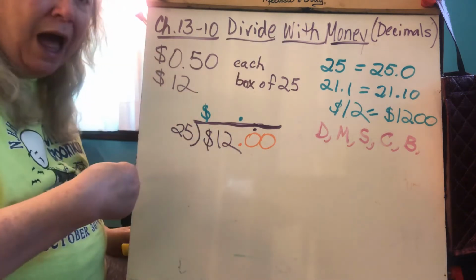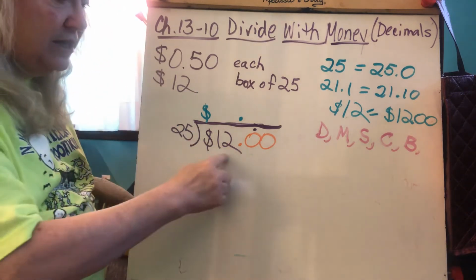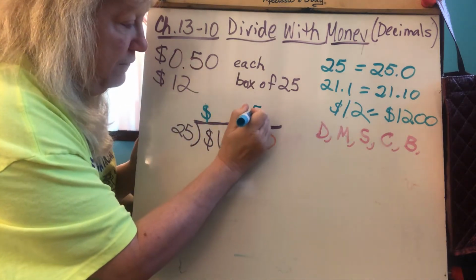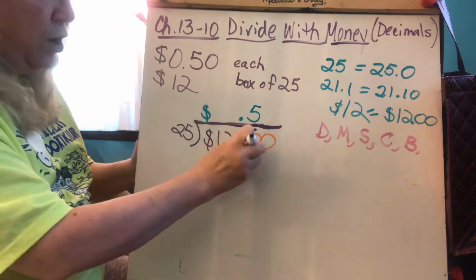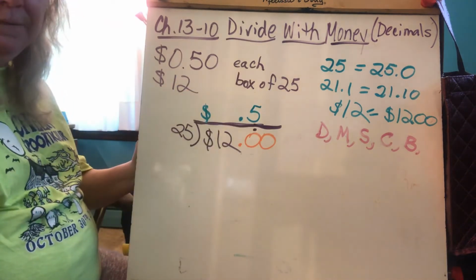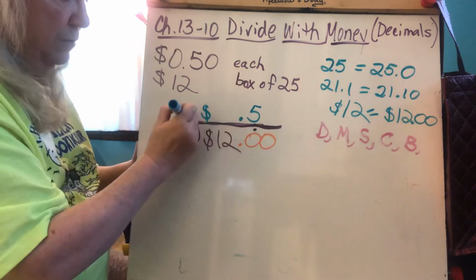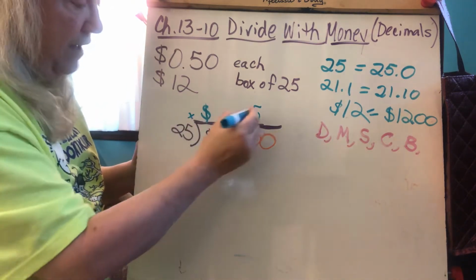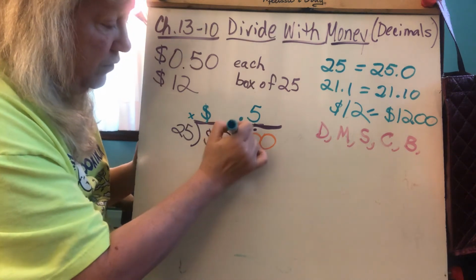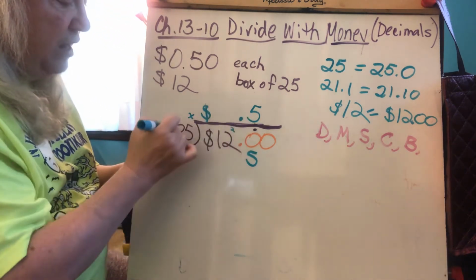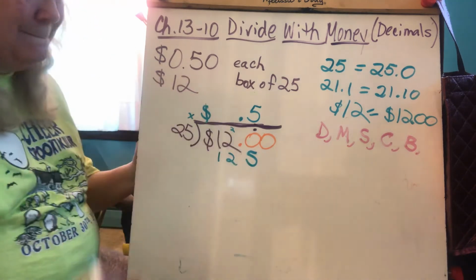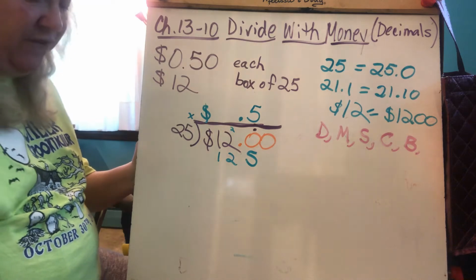So I'm going to try, instead of a 6, a 5 and see how that works. I'm going to say that 120 divided by 25 is going to go 5 times. So now I do my multiplication step. 5 times 25. 5 times 5 is 25. Regroup the 2. 5 times 2 is 10 plus 2 is 12. Oh, look, that's still too much. So 5 was too much.